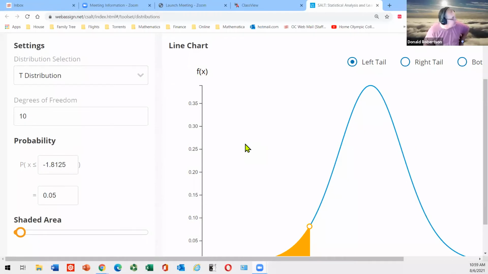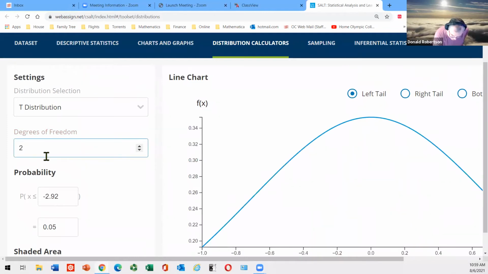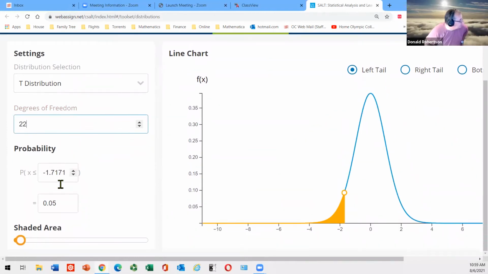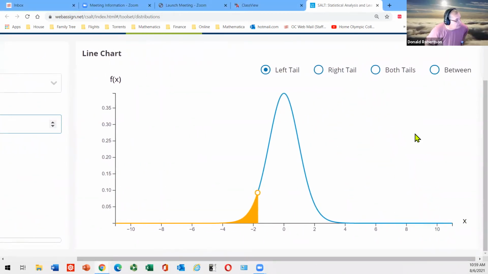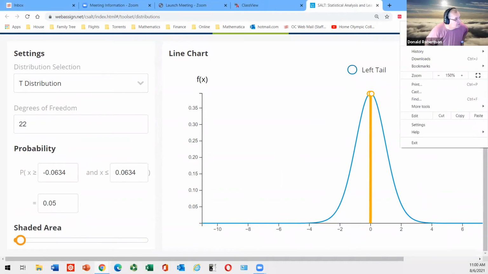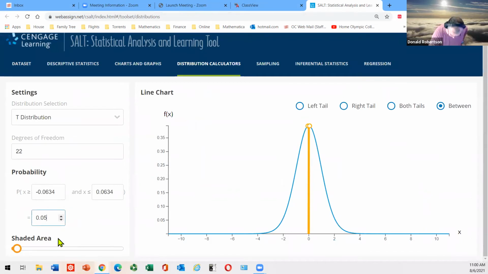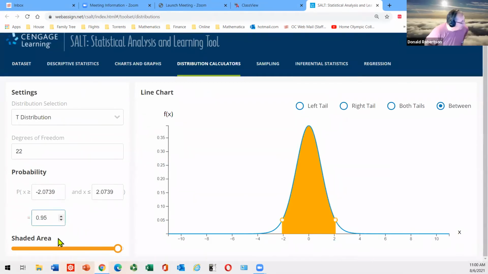And I should have closed the window and showed you what I'm looking at. So we now need to find a magic t-score for, say, 90%. T-distribution, degrees of freedom 22. Make sure you make that a between. And then make this guy, I think it was 95%. And the number you're going to use is that guy.